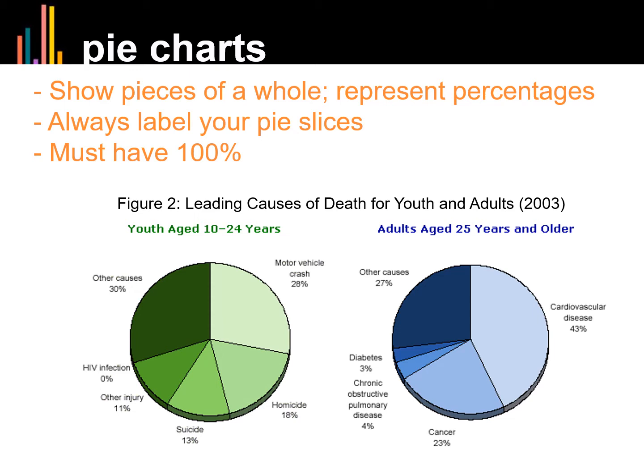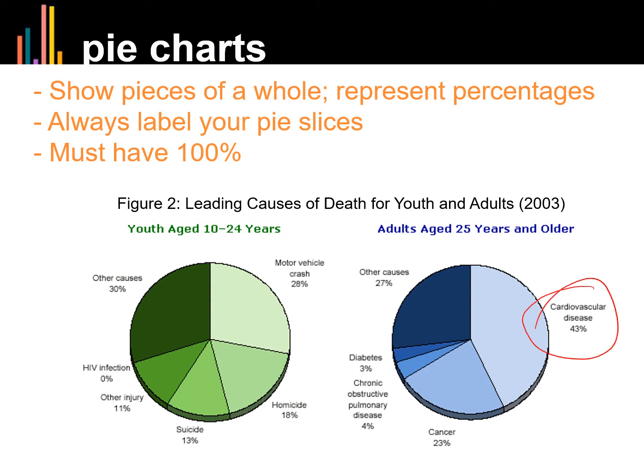The first one is a pie chart. I'm sure you've seen these before and you know what they are. Pie charts are always used to show parts of a whole and represent percentages in comparison. So you always have to have 100% of whatever data group you're working with, and you always want to make sure that you label your pie slices.